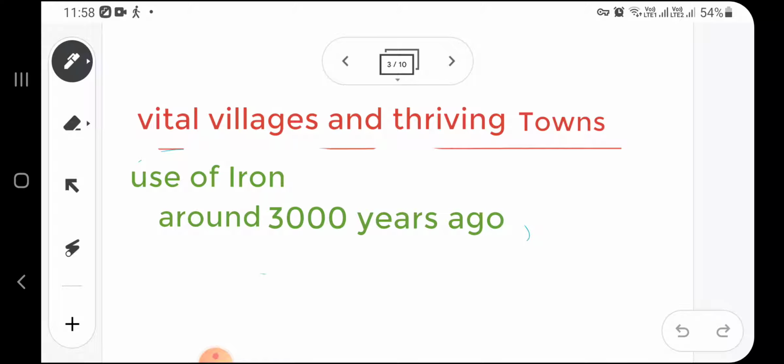Use of iron began around 3000 years ago. We often take the use of iron for granted today. Things made of iron are a part of our daily lives. Do you accept? Yes, it is right. Steel objects are also part of our daily lives.